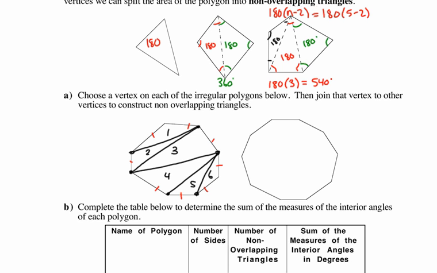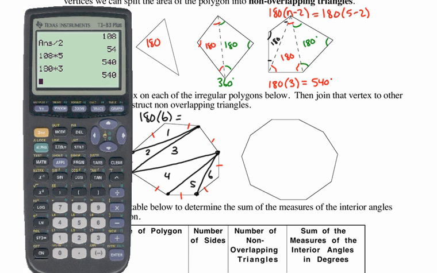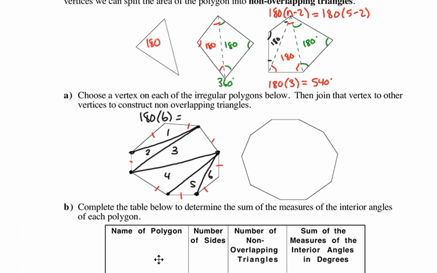How many sides does this have? 1, 2, 3, 4, 5, 6, 7, 8. So notice there's a pattern. We're always going to have 2 fewer triangles than the number of sides. So 8 sides, we had 6 triangles, 180 degrees each times 6 gives us our total degrees. 180 times 6 is 1080. So this would be 1080 degrees total for all the angles inside.